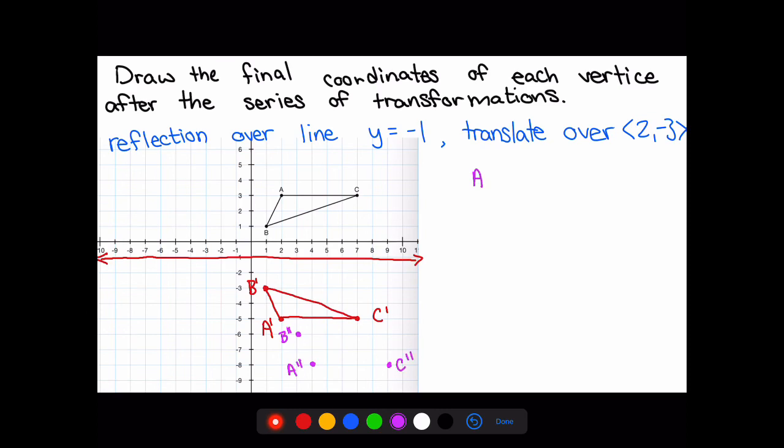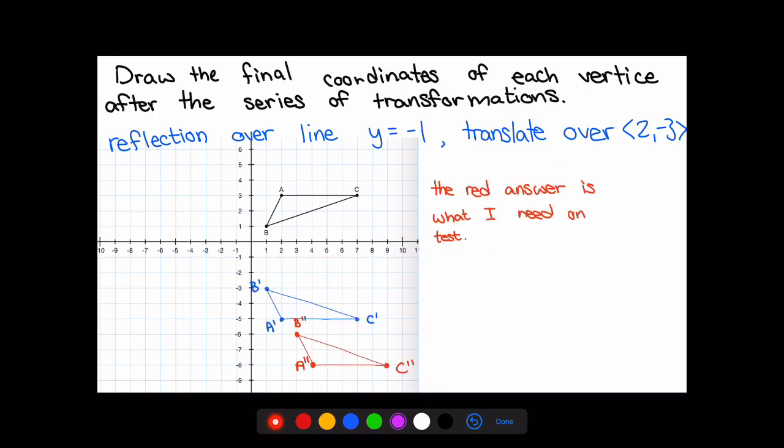So A double prime will be the point 4, negative 8. B double prime will be the point 3, negative 6. And C double prime will be the point 9, negative 8. So those are our final points. And again, all I need is the final points. Don't give me anything else. I don't need the blue. If you put the blue on there, that's fine. But just know if you're going to draw multiple figures, do different colors. That way I can distinguish which one's which and know what you're talking about.